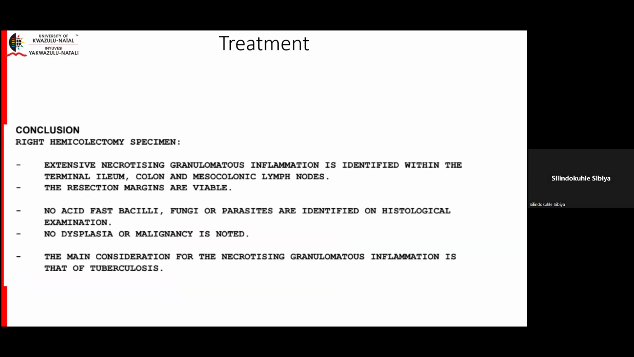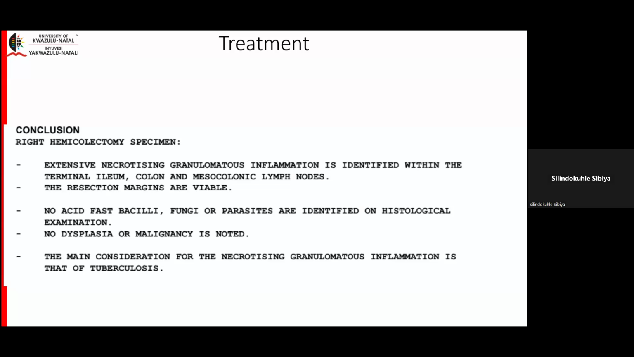The final histology came back as extensive necrotizing granulomatous inflammation identified in the terminal ileum, colon, and mesocolic lymph nodes. The resection margins were viable. There were no acid-fast bacilli, fungi, or parasites. No dysplasia was seen.